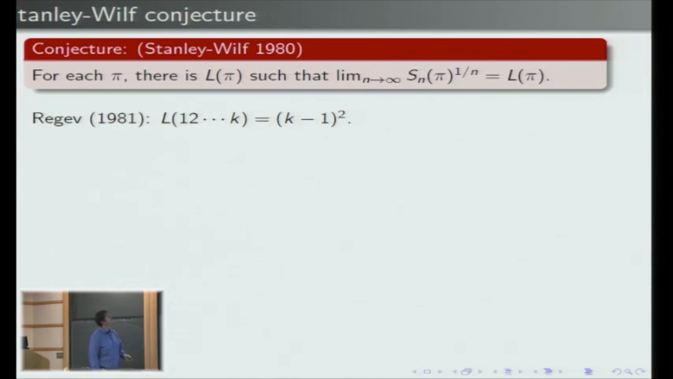This is a famous conjecture in this area. And in 1981, Regev proved that the Stanley-Wilf limit of the identity permutation is (k-1) squared. He actually gave an asymptotic formula for Sn(pi) in the case that pi is the identity on k letters. The reason for this is that those that avoid an increasing sequence of length k are precisely those permutations that can be partitioned into k-1 decreasing subsequences.